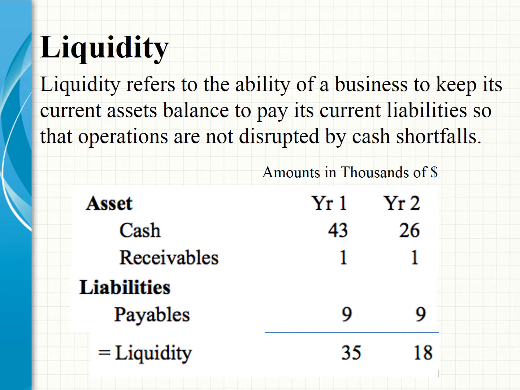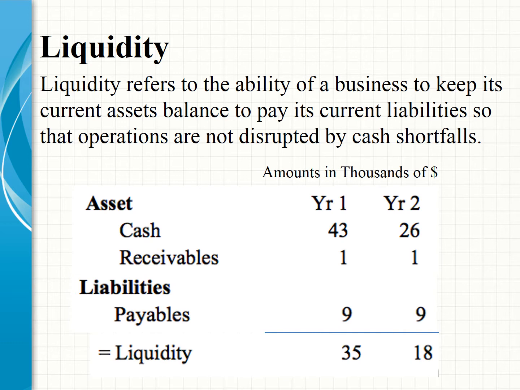Now look at year 2. In year 2, total current assets total $27,000: $26,000 cash plus $1,000 receivables. The total current liabilities are $9,000, which are payables. With total current assets of $27,000 and total current liabilities of $9,000, the business does have the ability to meet its short-term financial obligations in year 2. $27,000 minus $9,000 equals $18,000. This business is liquid because after paying off its payables, it still has $18,000 in the bank.